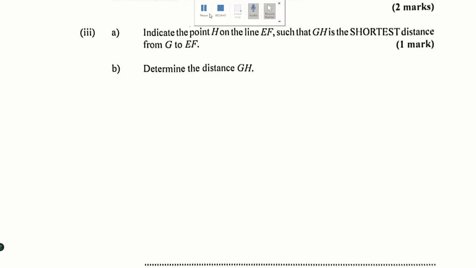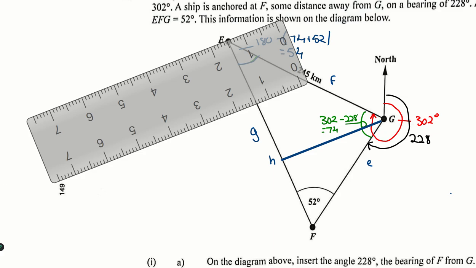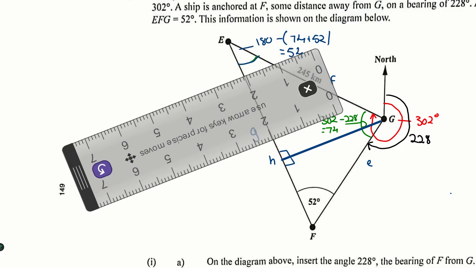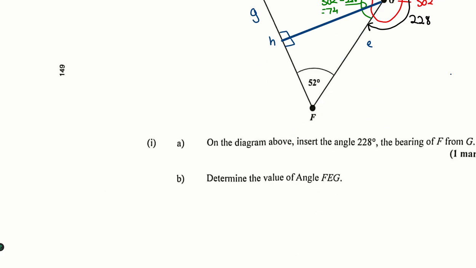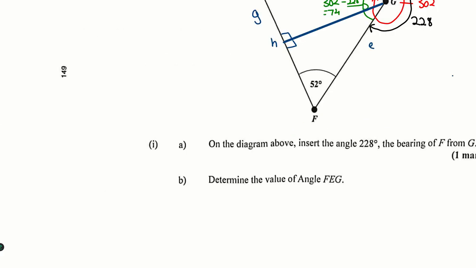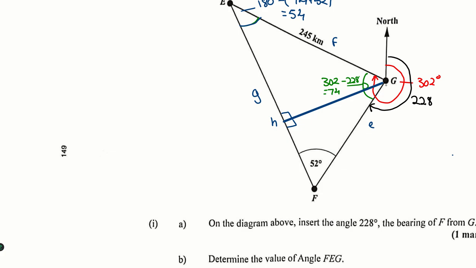Determine the distance of GH. So it is a 90 degrees triangle, right? So this here is 90 degrees. The shortest distance will be a 90. So this is 90, this is 90. They told you in the question they want to know the distance of G to H. So they want to know G to H, this here. Let's call it GH.